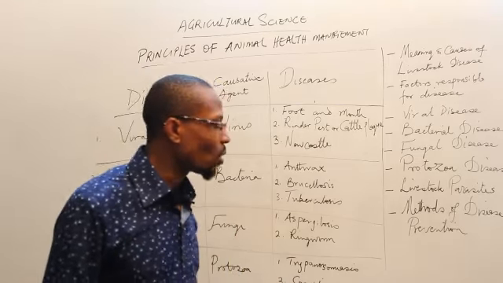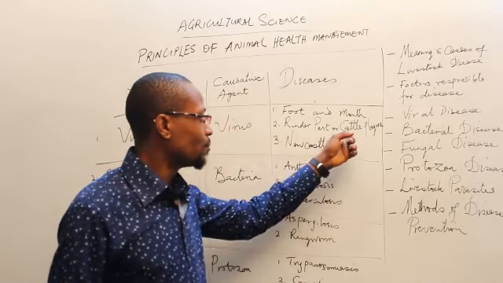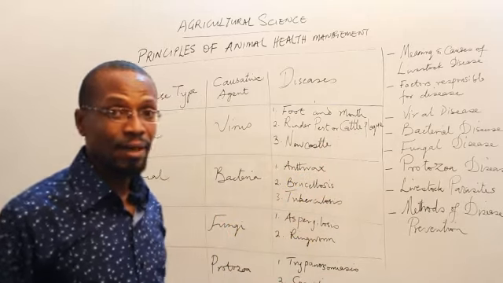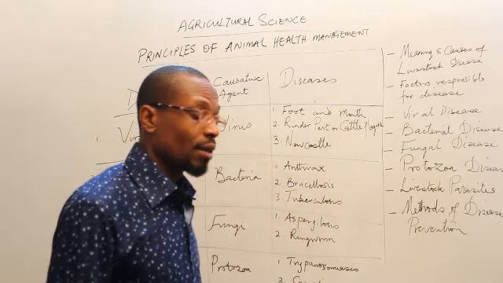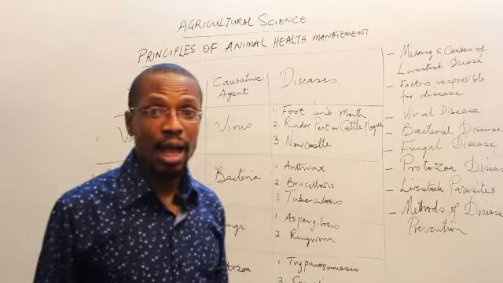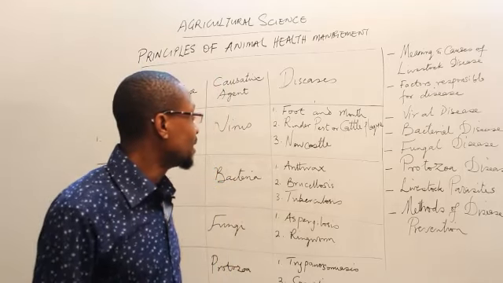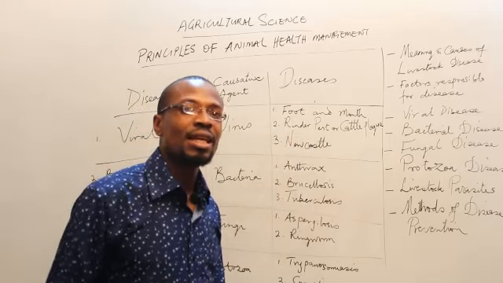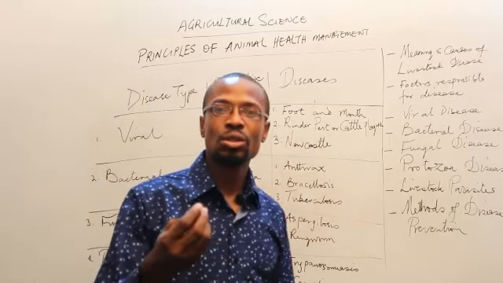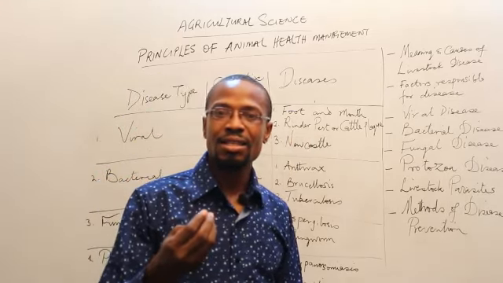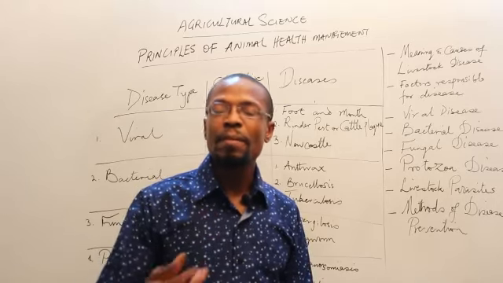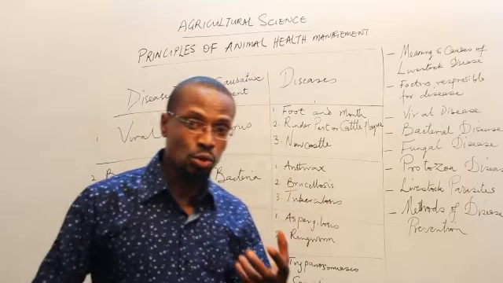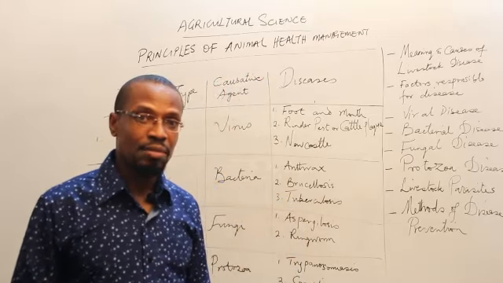The rinderpest or cattle plague, of course, just like the name sounds, cattle plague. Cattle are affected also. The goats, the sheep, the cows, they are affected. And in this very disease, you begin to see that the stool of the animal is mixed with blood.